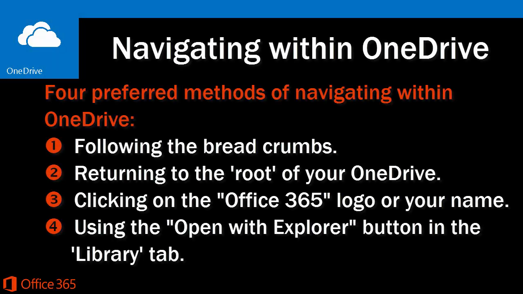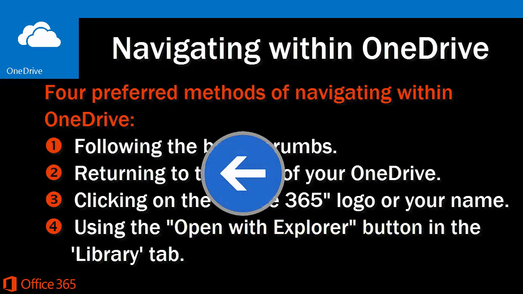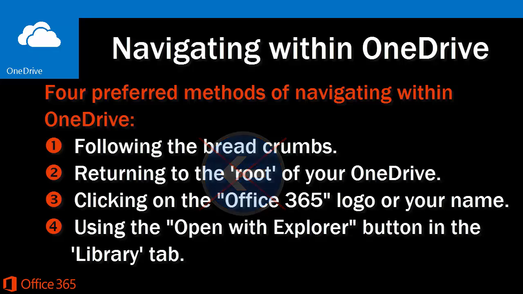There are four different methods of navigating within OneDrive. 1. Following the breadcrumbs. 2. Returning to the root of your OneDrive. 3. Clicking on the Office 365 logo. And finally, using the Open in Explorer button. And note, using your browser's back button is not one of the recommended methods.